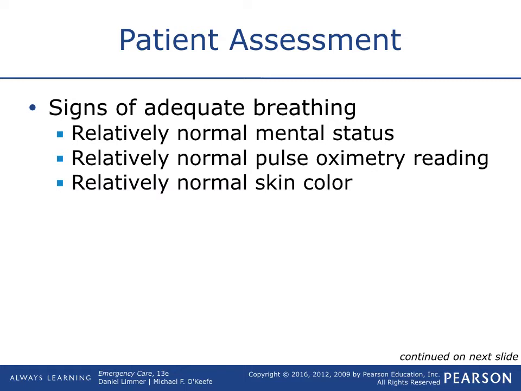Signs of adequate breathing, though, can be the relatively normal mental status. You haven't lost that mental capability. If you get someone that's in respiratory failure and in those phases of distress, they're mentally altered. You ask them their name, they can't tell you. You ask them where they are, they don't know, just because they don't have good enough oxygen being perfused to their body. Relatively normal pulse ox reading, 94 to 99 is a decent reading.